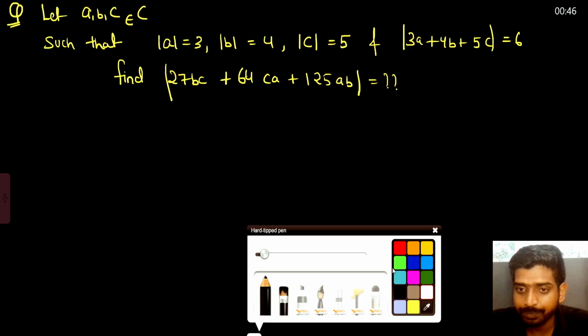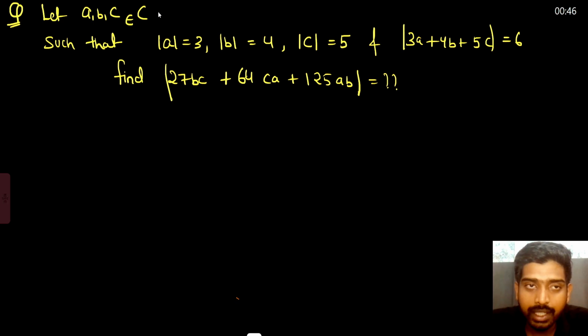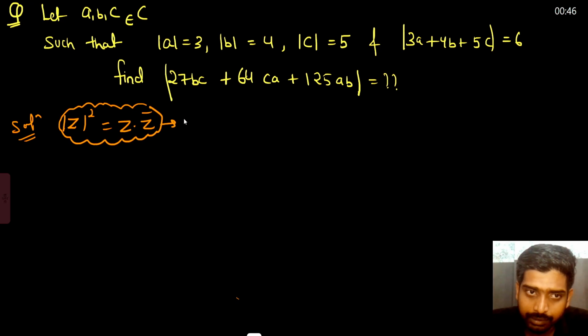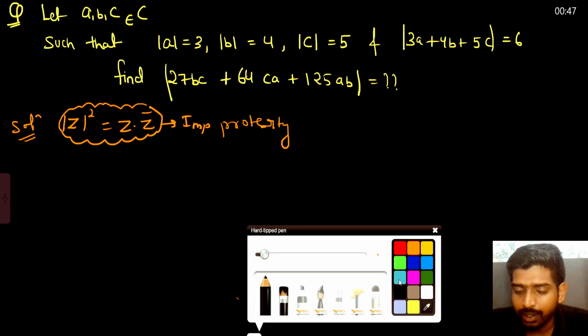Next question they have given. A, B, C are complex numbers such that modulus of A is 3, modulus of B is 4, modulus of C is 5, and modulus of 3A plus 4B plus 5C is equal to 6. See, whenever in the question they have given modulus of z square in any form, this we can write as z into conjugate of z. This is a very important property, used in the previous question also. In this question, we'll solve.